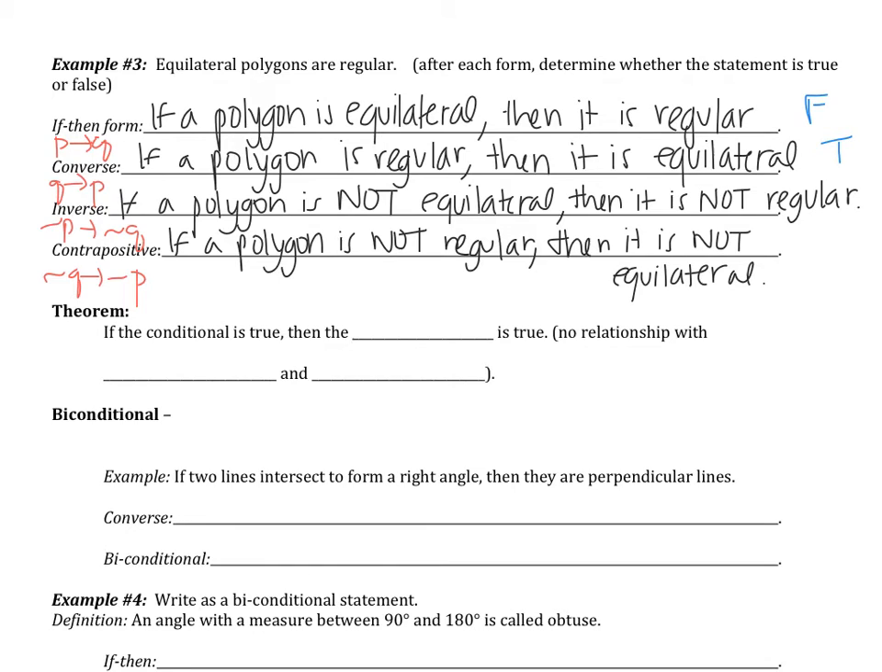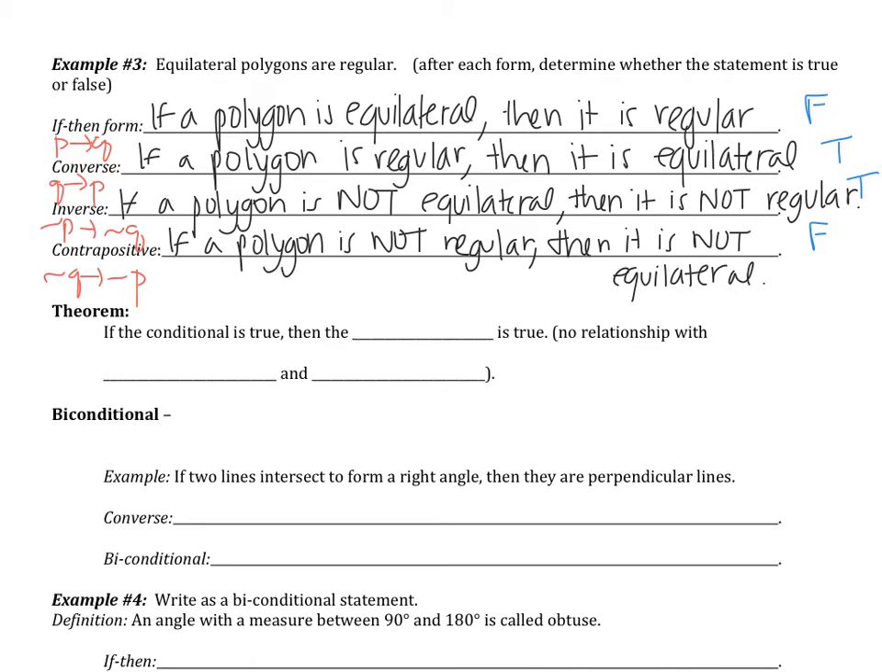Inverse, if a polygon is not equilateral, then it is not regular. That's true. If a polygon is not equilateral, it can't be regular. A polygon has to be both equilateral and equiangular in order to be regular. Last one, if a polygon is not regular, then it is not equilateral. That's false. So a polygon is not regular if it's not equiangular, but it still could be equilateral.